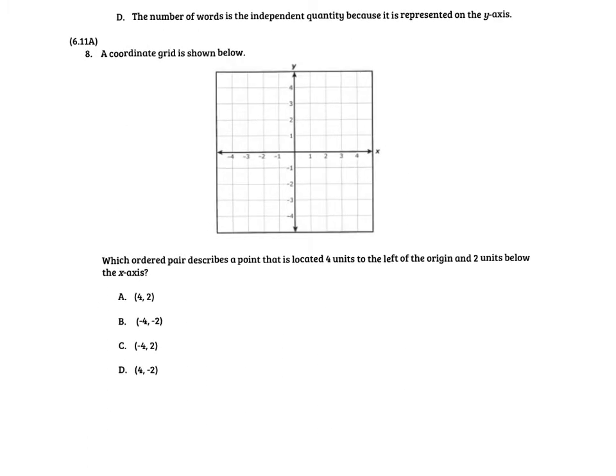Number 8. A coordinate grid is shown below. Which ordered pair describes a point located 4 units to the left of the origin and 2 units below the x-axis? A, 4, 2. B, negative 4, negative 2. C, negative 4, 2. D, 4, negative 2.